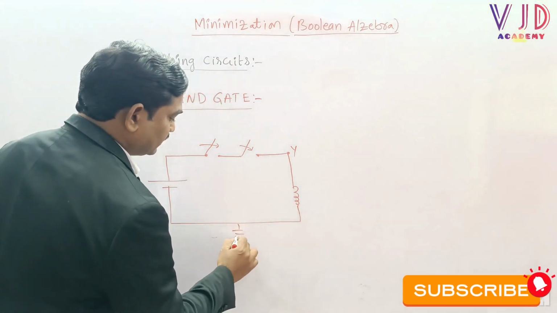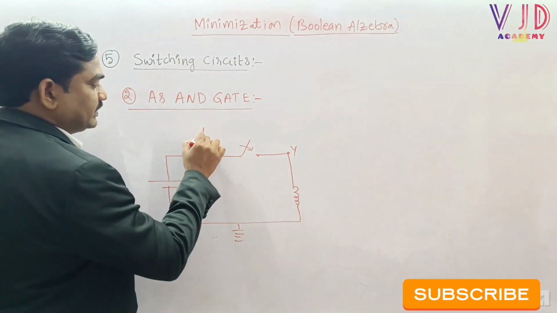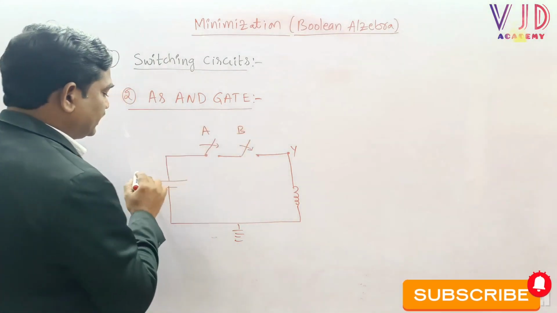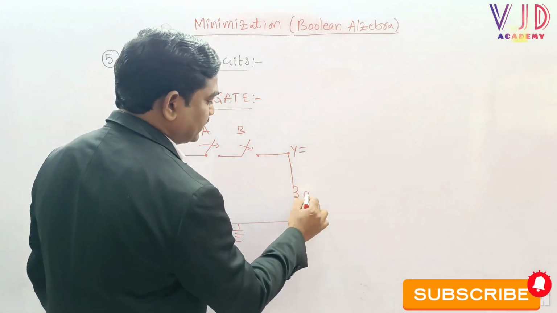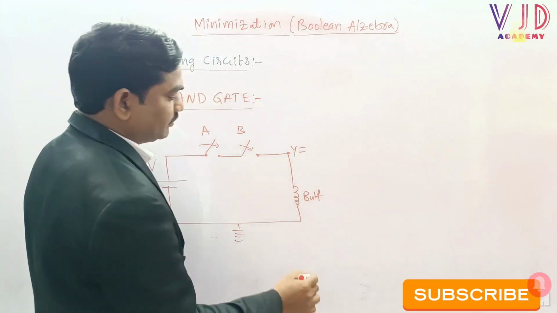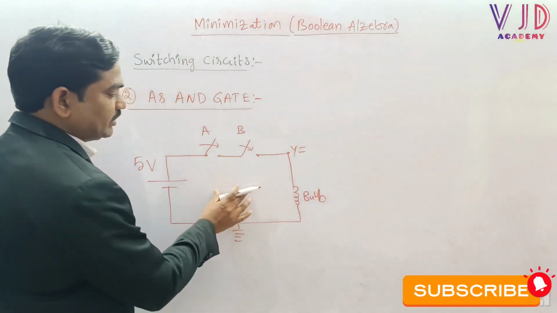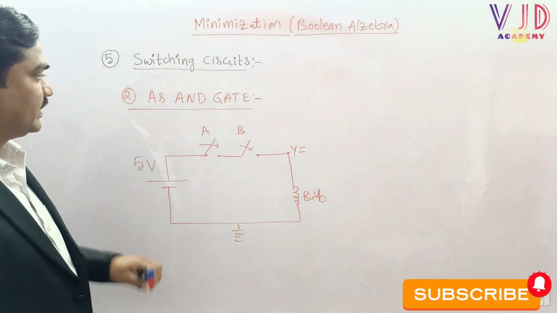Here we will connect ground. Sir, here this is A and then this is B. Here is the 5 volts power supply and then this is the output. Here we can say bulb. Now let us try to understand how this switch circuit can act as an AND gate.